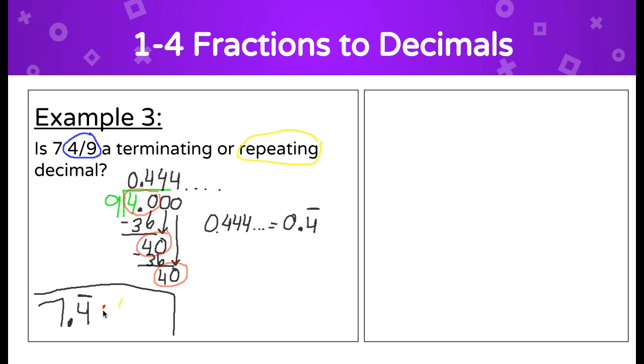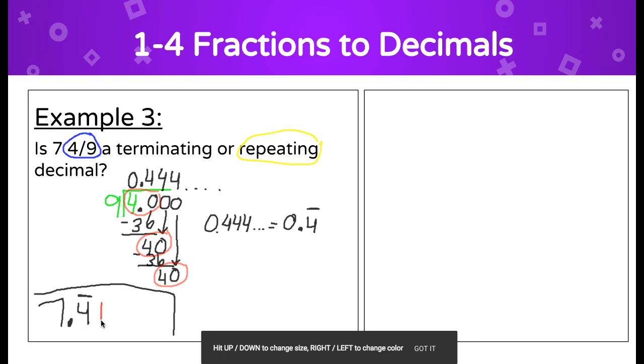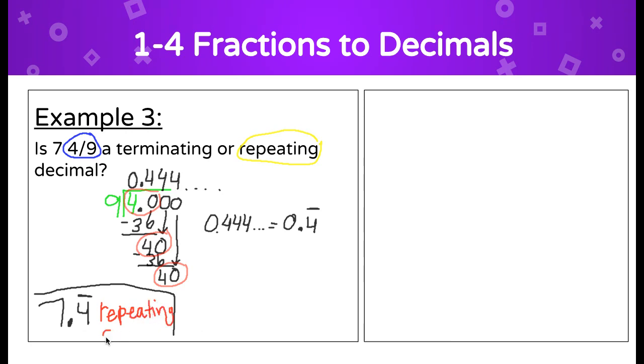So let's write this in something we can see a little bit better. So this is a repeating, if I can spell. So let me go ahead and erase that. I was doing so well. All right. I can write it. It's right above there for me. Repeating. So it's a repeating decimal.